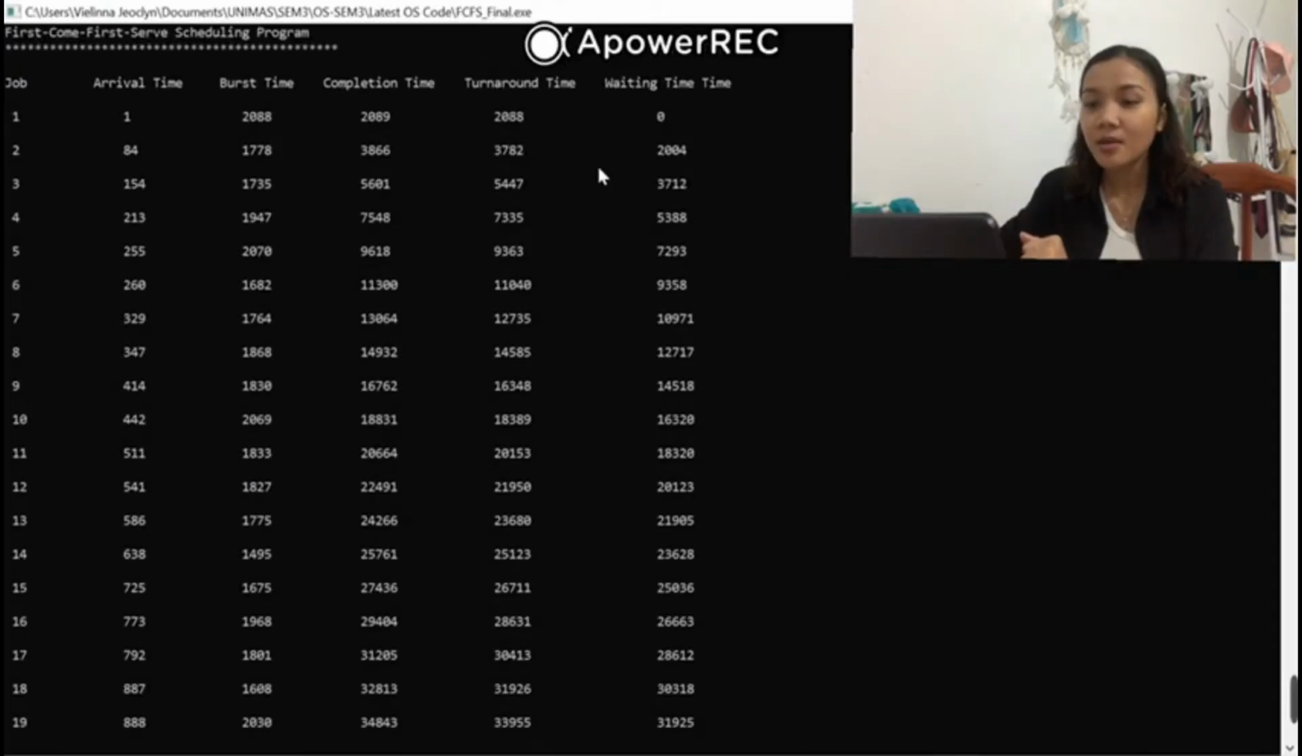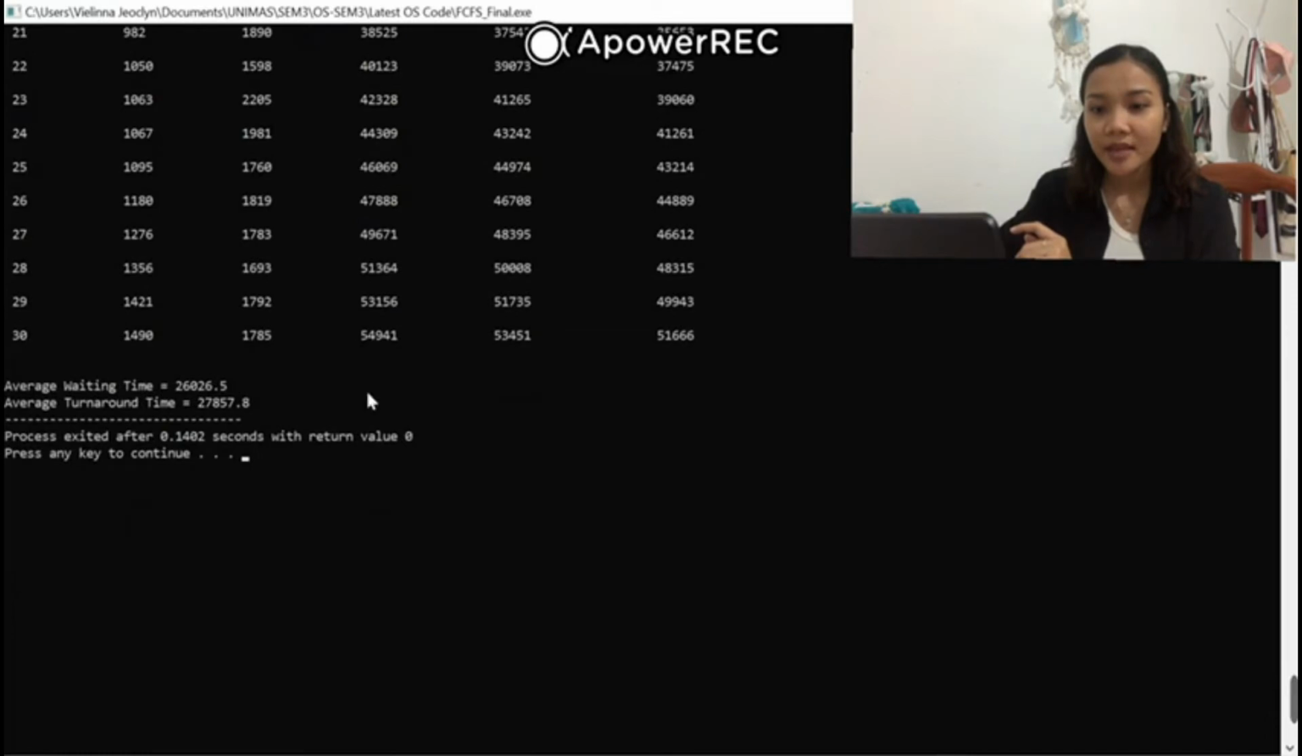Our group will present our project for the TME 2234 Operating System course, and the topic is scheduling algorithm for Unimas Web. The code already counts the turnaround time and waiting time, and it is linked to the txt file which contains our job list. Here are the average waiting time and the average turnaround time.